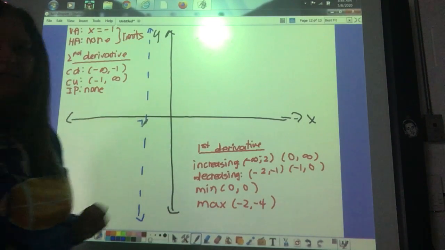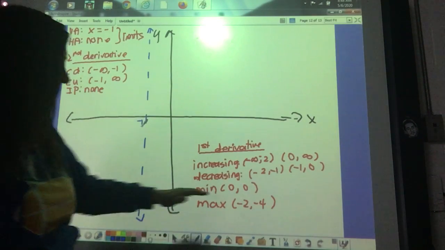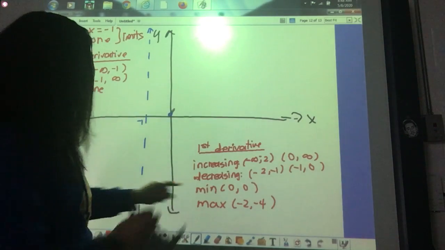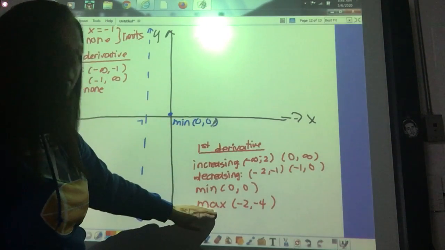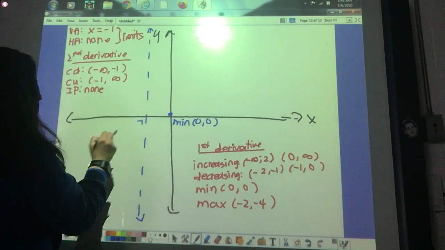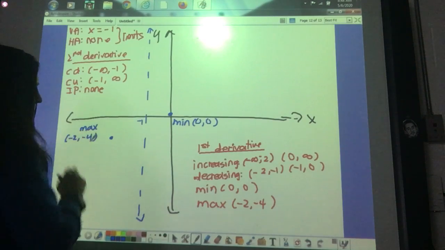The way you draw it doesn't really matter. I guess whatever works best in your mind to put the pieces together. I'm going to start with my min value. I know I have a min value at (0, 0), and that's going to be my min. And then I'll have a max value at (-2, -4). So that will be somewhere here. So my max will be at (-2, -4).